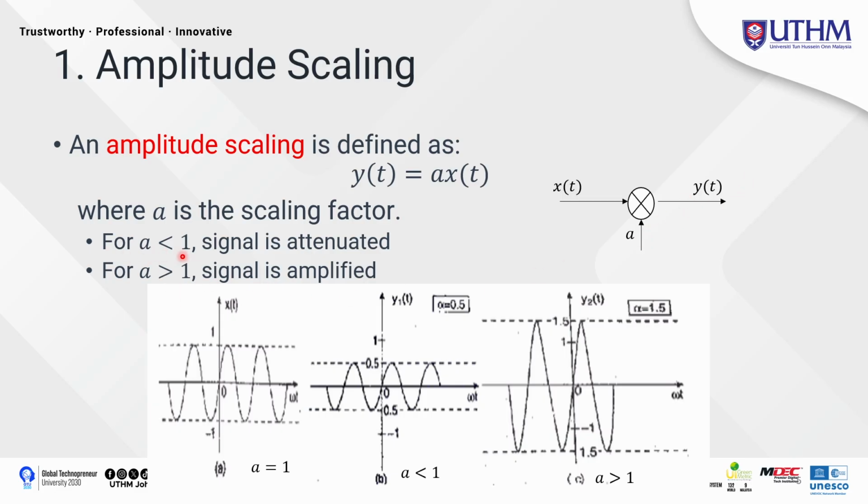Here it is mentioned that if A is less than 1, the signal is attenuated. What does an attenuated signal look like? For example, if you have the signal x(t) looking like this, a sinusoidal wave, and A is equal to 1, the scaling factor is 1. Now when A is less than 1, the signal is attenuated. For example, A equals 0.5, so the signal is reduced from 1 to 0.5. And for A more than 1, for example 1.5, the signal is amplified from 1 to 1.5.